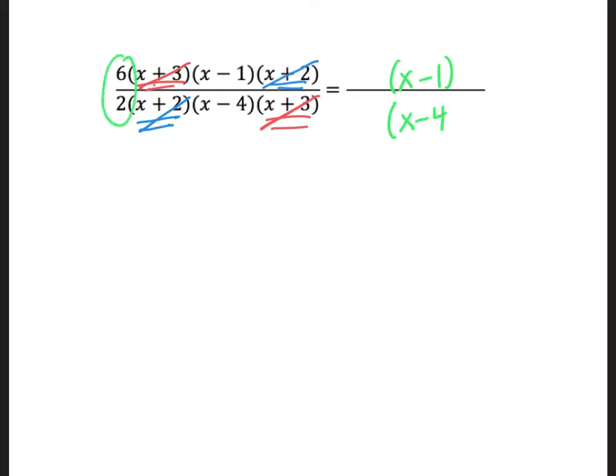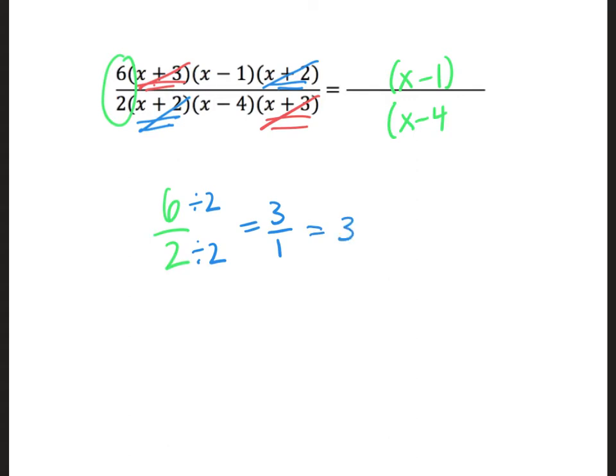Now notice we have our numbers out front, 6 divided by 2. The one thing I have to check for still is the greatest common factor. So is there something I can divide both the top and the bottom by? Well, I know I can divide 6 by 2. I know I can divide 2 by 2. So if I do that, 6 divided by 2 is 3, 2 divided by 2 is 1. Remember, that's just the same as 3.